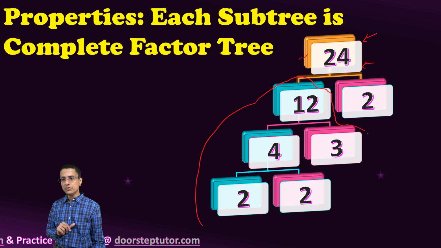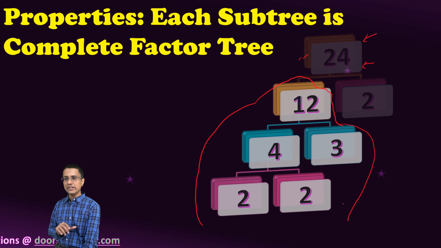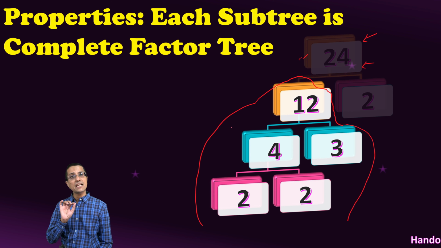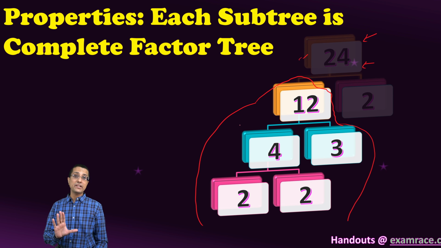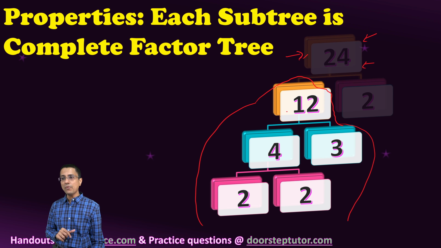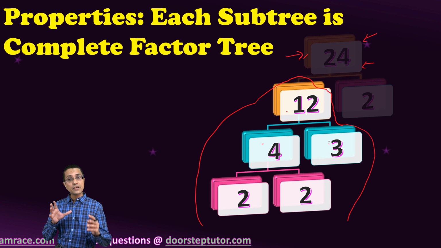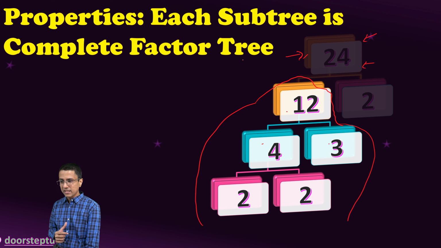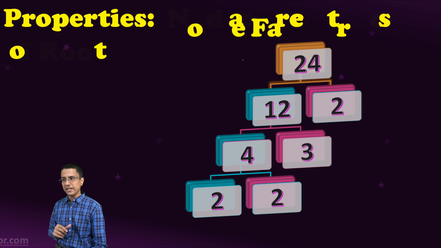So each of those subtrees, let's just look at the tree of 12. Each of those subtrees are complete factor trees. So here this tree starting from 24 was a factor tree for number 24, and the subtree which started from 12 is a complete and valid factor tree for number 12. So that is the next property for the factor tree.